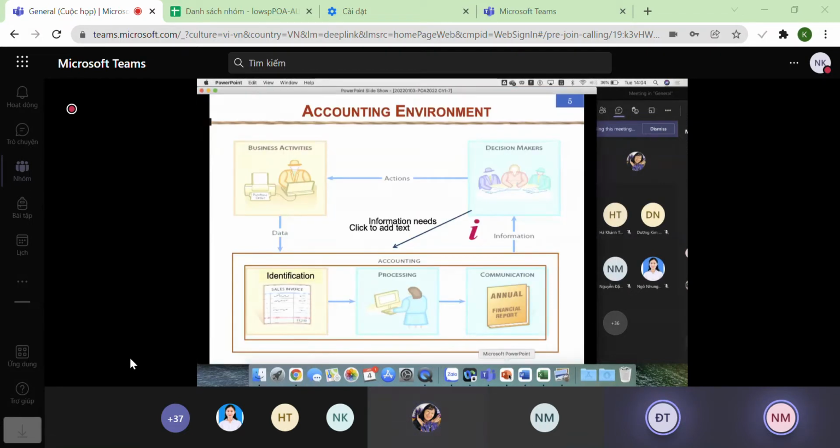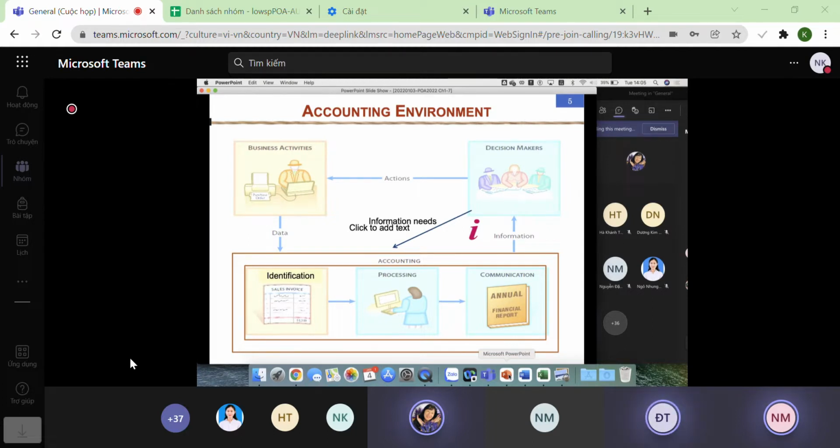We have slide number 5, and there are 3 main boxes on it: business activity, decision makers, and accounting system. And there are 4 arrows to show the relationship among these components. The 3 boxes, right? And I ask you, which arrow is the first one? The started one.